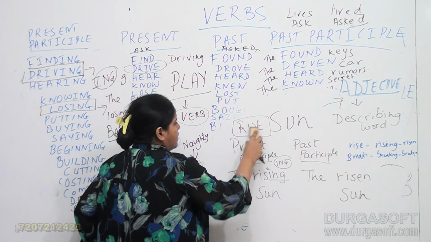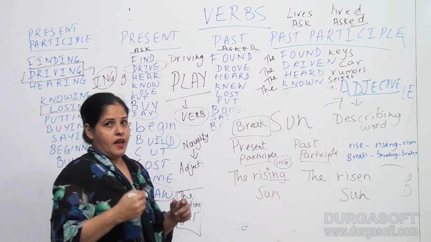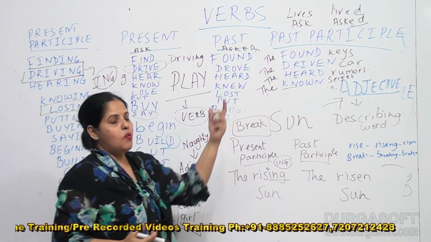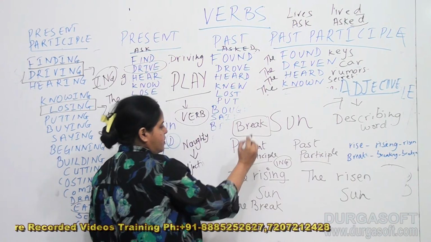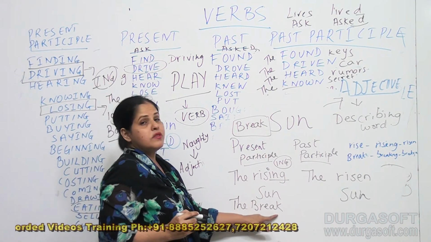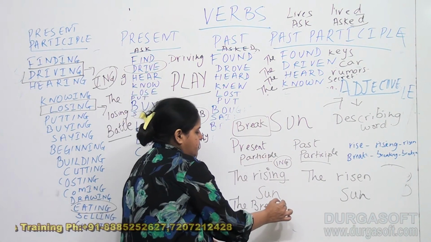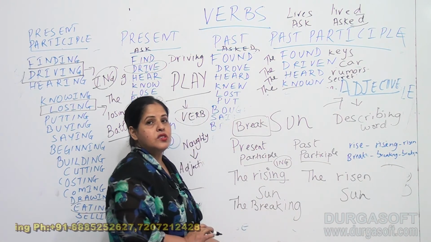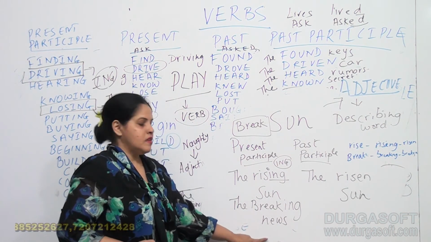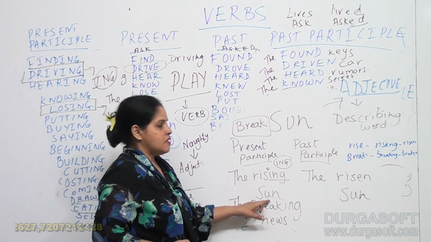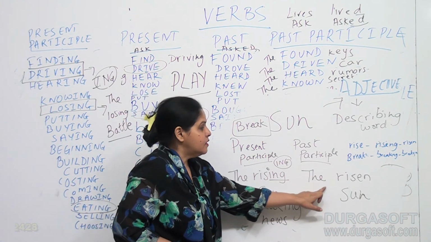Break is our word. Action word is break. Now participle, as I said, is a word taken from the verb. To make it a present participle, what do we use? How do we change the word taken from the verb to make it a present participle? By adding ing. The breaking news. That is how we are describing the news. The breaking news. The rising sun. Which sun? How is the sun? The rising sun. What kind of sun? The risen sun.